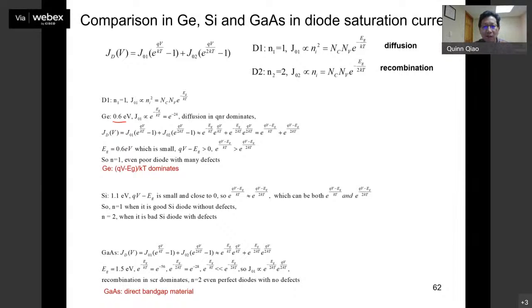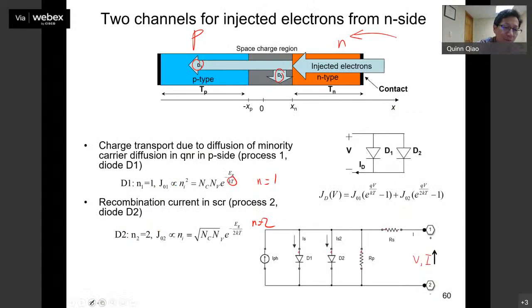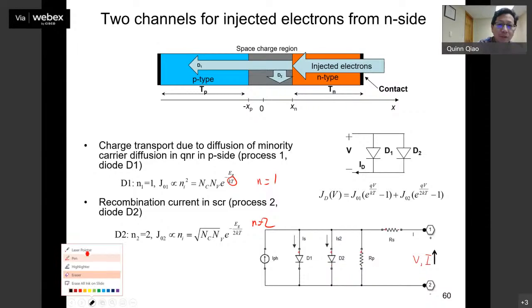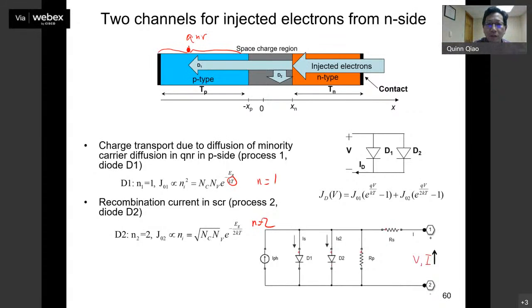So what does that mean here? If you look at these junctions, you have this QNR, quasi-neutral region, and you have another QNR here, quasi-neutral region. In between is the region called the space charge region or depletion region. So QNR basically means the P side or N side, outside the junction.